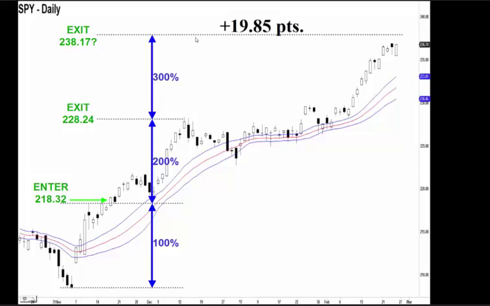But if we did go up here, well, that would be a profit of nearly 20 points coming from December all the way into the first couple of days of March. Possibly we may hit there on Monday. So this is something to track on your own to see if the S&P or S&P ETF, which is the Spiders, gets up to 238.17. You would know that you would have hit your 300 range extension.